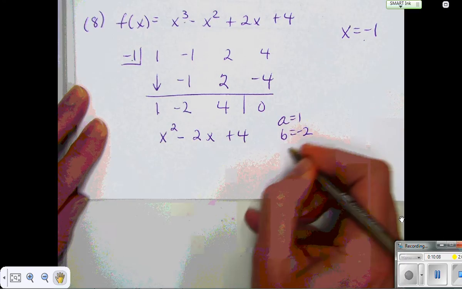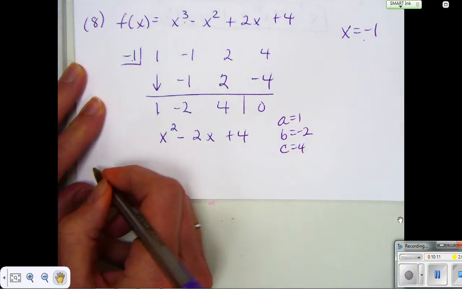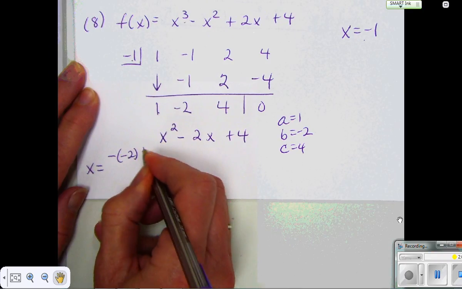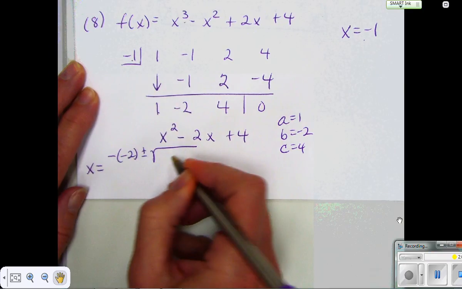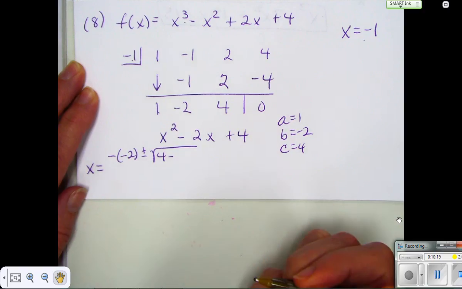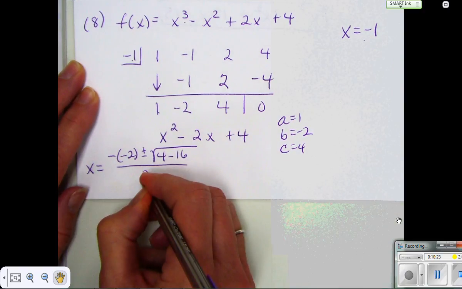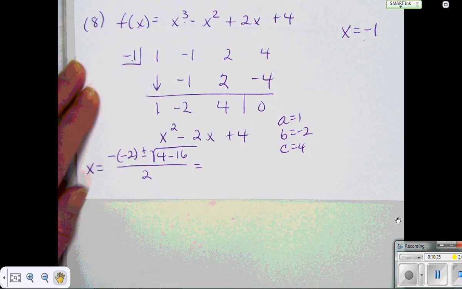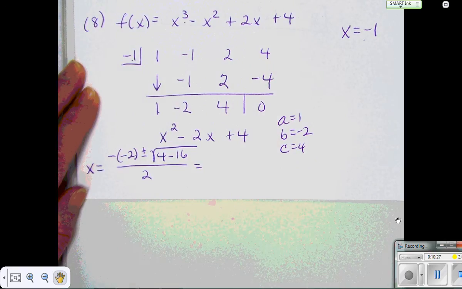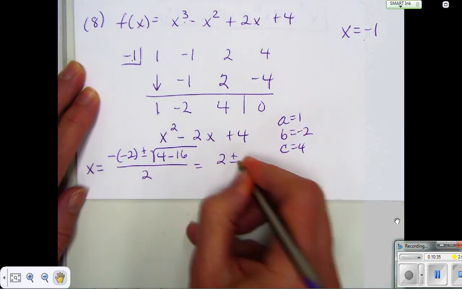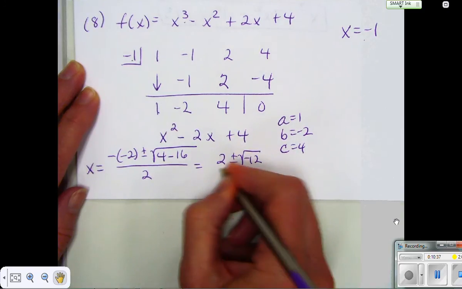Okay, so x equals negative b plus or minus the square root of b squared minus 4 times a times c, that's going to be 16, all over 2 times a. So 4 minus 16 is negative 12. I have 2 plus or minus the square root of negative 12 all over 2, so I'm going to have 2 more imaginary roots again.